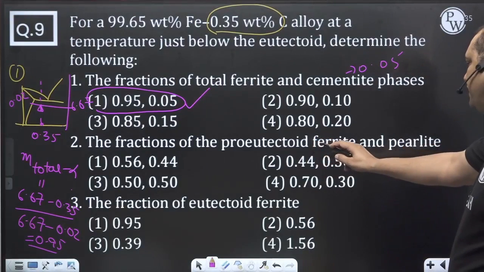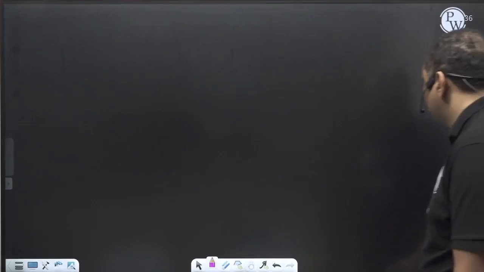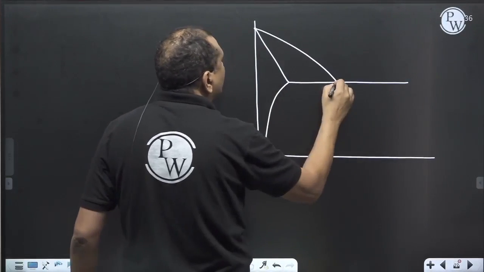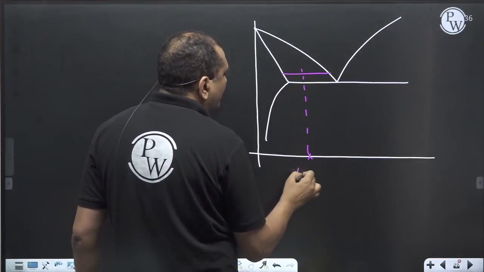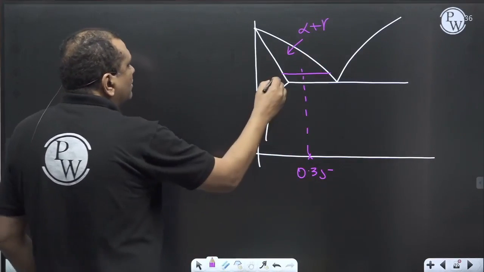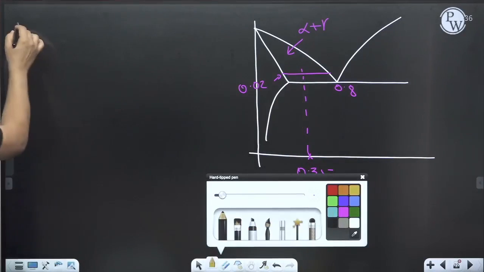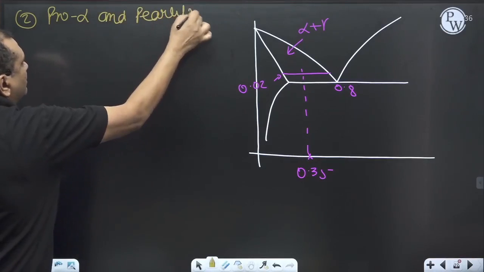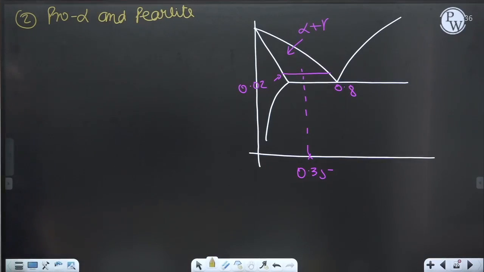The fractions of pro-eutectoid ferrite and perlite. So here take the tie line above. This is 0.35 because this region is alpha plus gamma. 0.02, 0.8. So this second case will give you pro alpha and perlite. We discussed such a problem before, na? It's a slightly different composition so that you get practice, because in GATE sometimes these problems may appear. That is the reason we have given two problems.